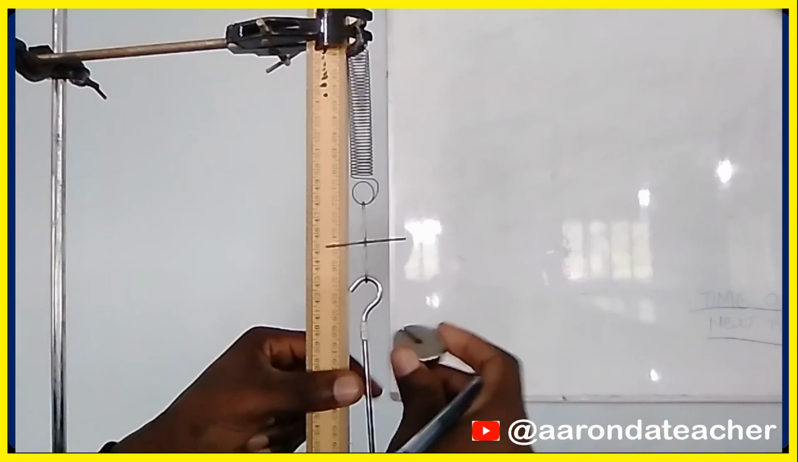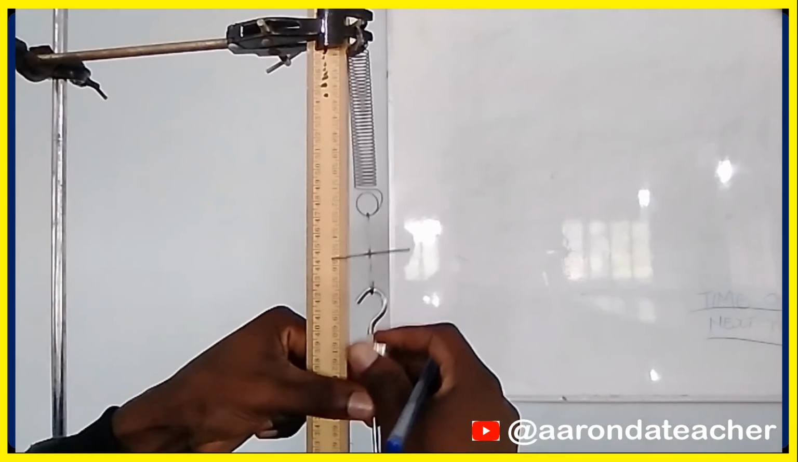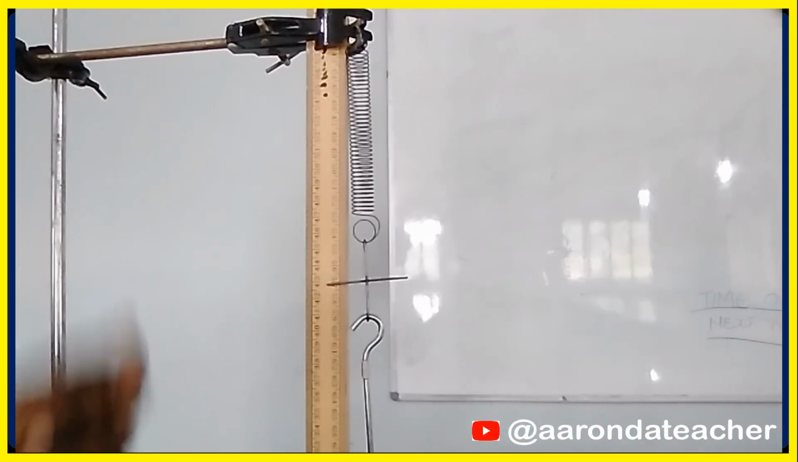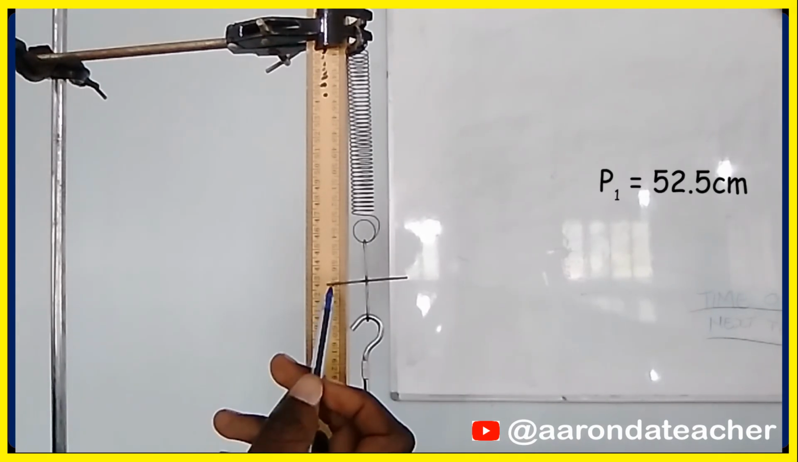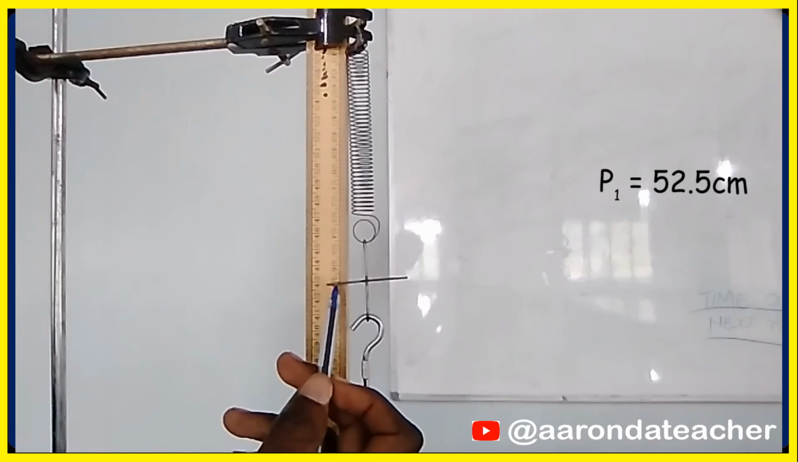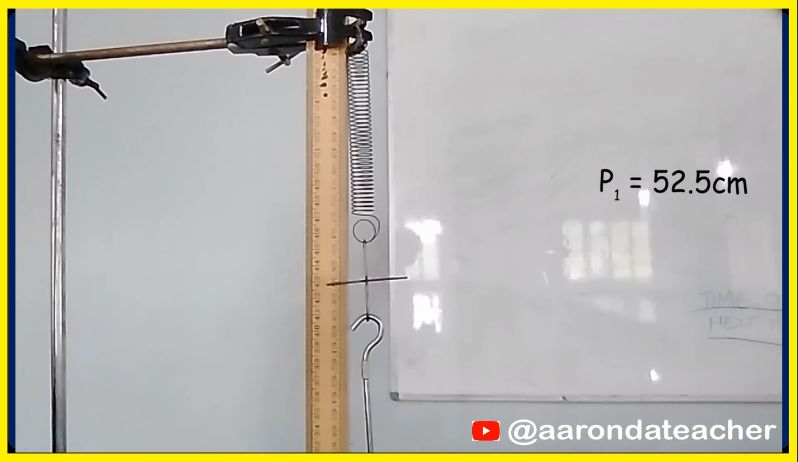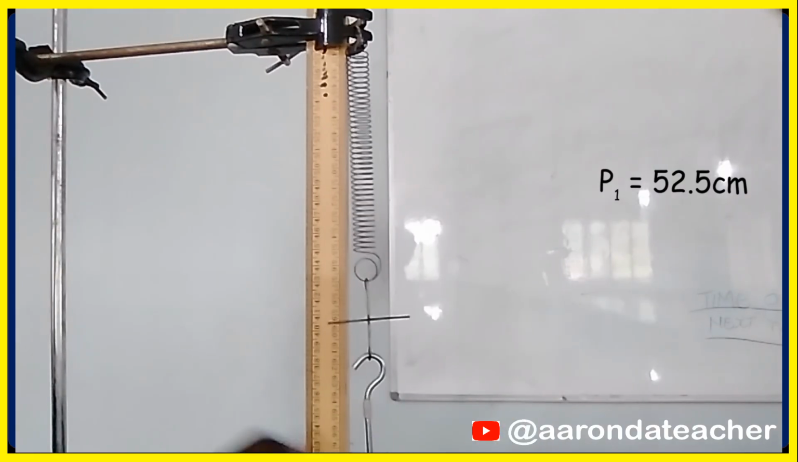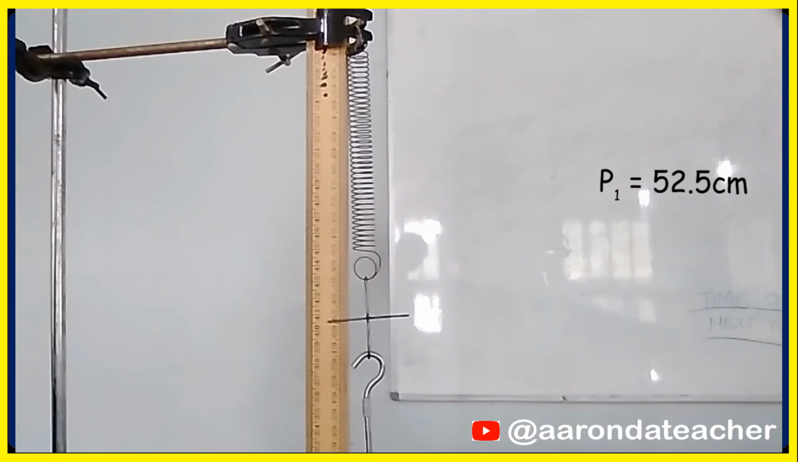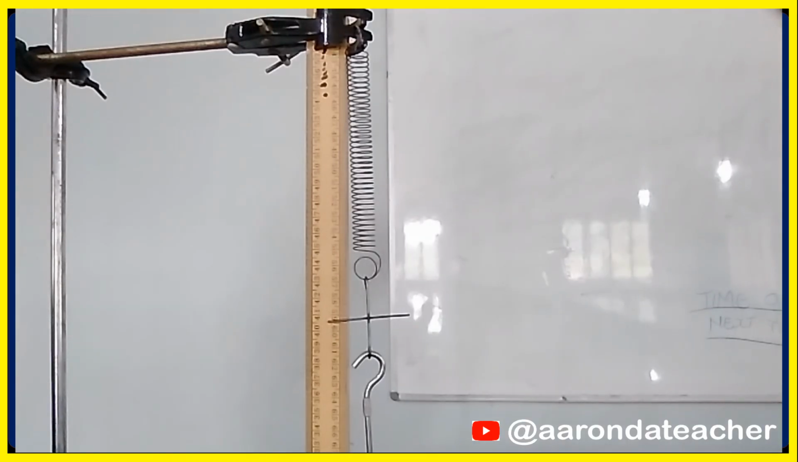And I put on the third one, that is 150 grams or 0.15 kilogram. It is at 57.2. Putting on another one of 50 grams, it will stretch to 59.8 at this point here.